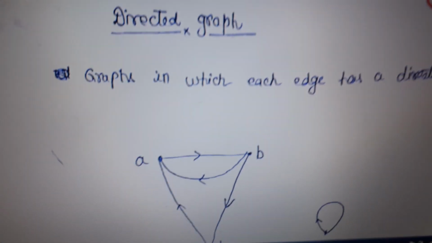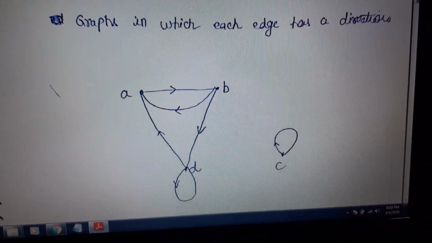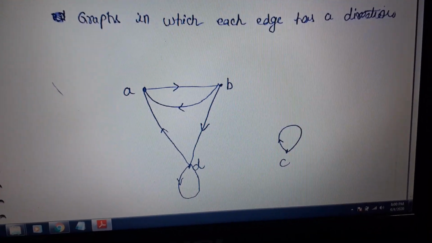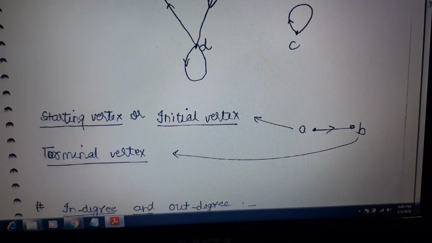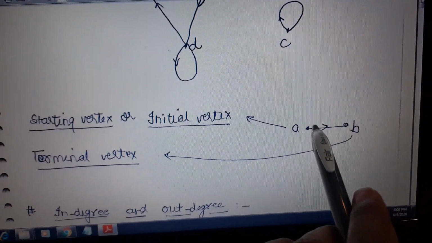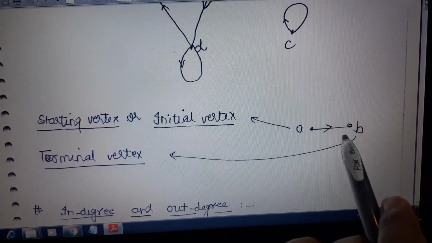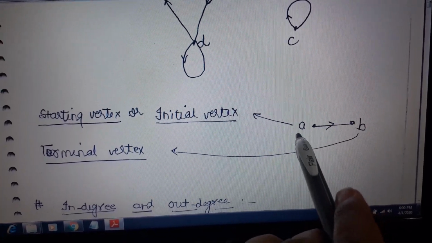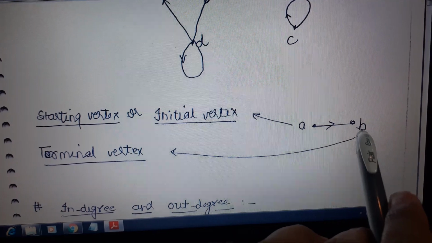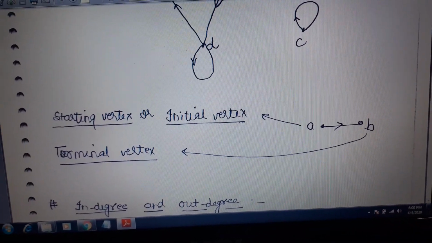Let's go to the definition. A graph in which each edge has a direction. Now the given graph is a directed graph since each edge has a direction. Starting vertex or the initial vertex: suppose A and B are vertices and it is an edge. So it starts at A. This vertex A is said to be a starting vertex or the initial vertex. And it ends at B. So this B is called the terminal vertex.